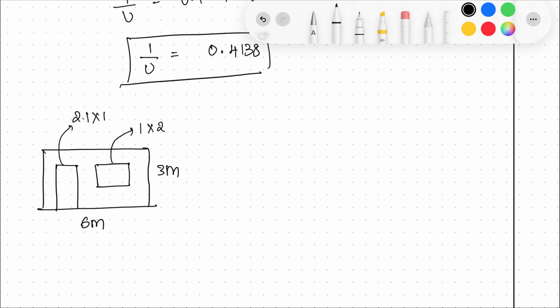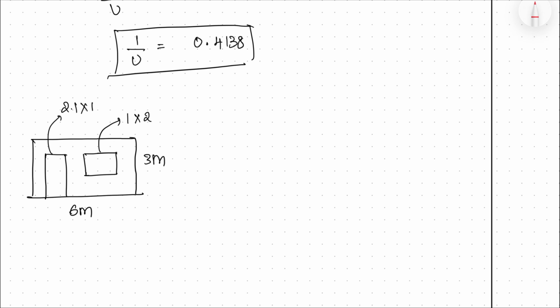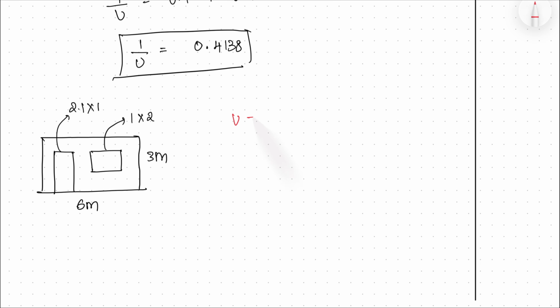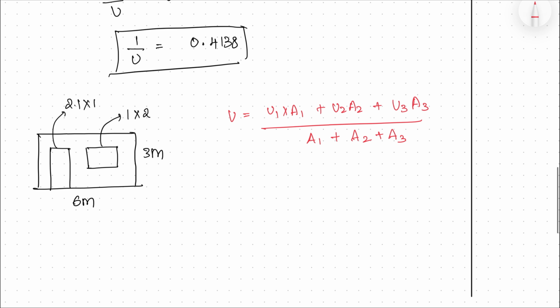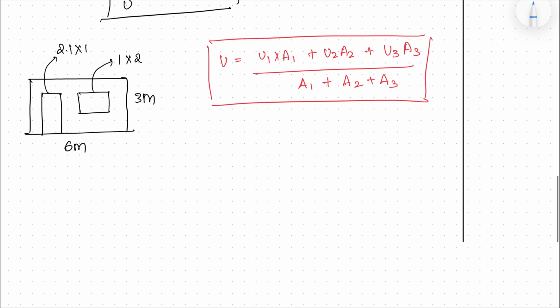Now we know the formula for a multi-surface component, and the way to find the U value would be U1 into A1 plus U2 into A2 plus U3 into A3 by A1 plus A2 plus A3. Right? Now let's find the U value by constituting this formula.